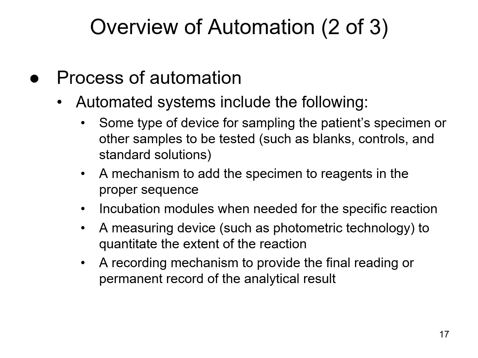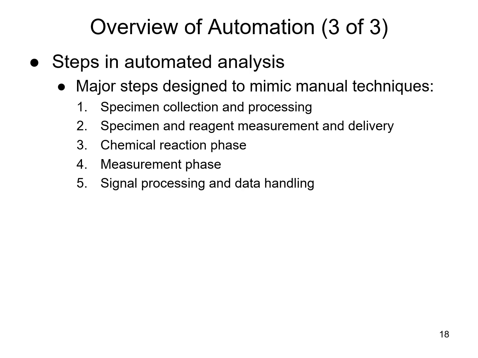A lot of them use things such as a photometric technology, which has previously been discussed, to quantitate the extent of the reaction. So when we talk about quantitate, there's an N in there, which means it's going to give you a number value. And then, of course, it's got some way to record and release that data based on different values that are set within that analyzer. And of course, the steps involved will mimic what you would have done if you were doing that test manually.